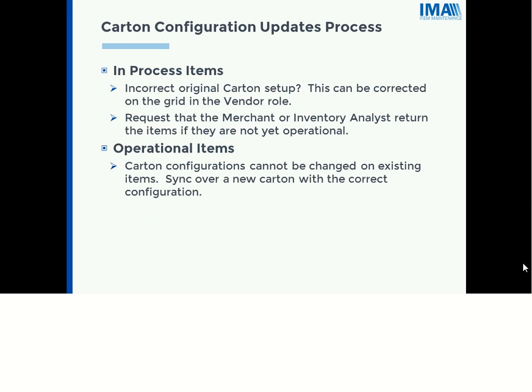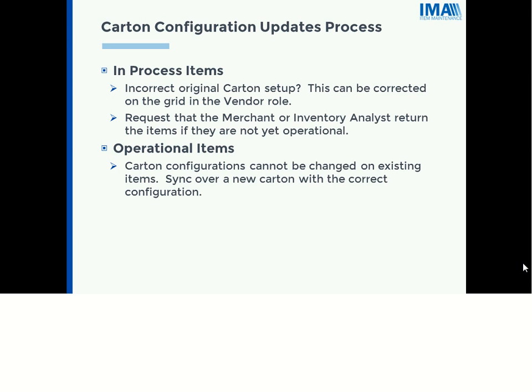Oops, let's skip the slide. So the process for updating configurations. If it's in process, it's very easy and simple. You can correct it directly on the grid in the vendor role. If the item has already been processed through your role and it's in the merchant or inventory role, you will have to contact your merchant or your inventory analyst and ask them to return those items to you, as long as they aren't operational yet.